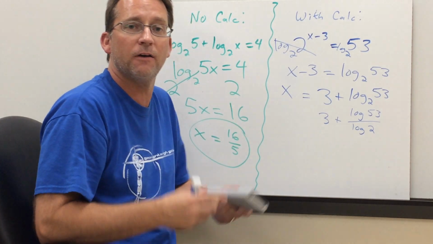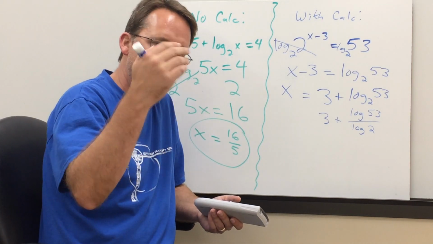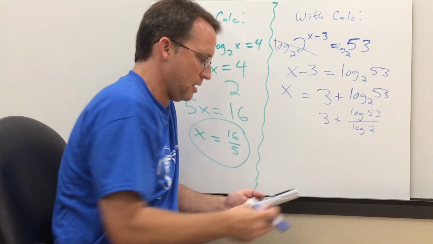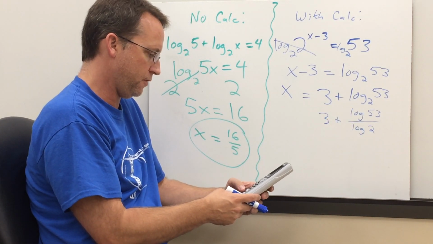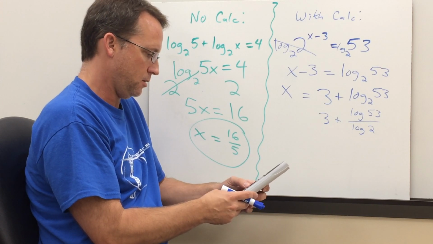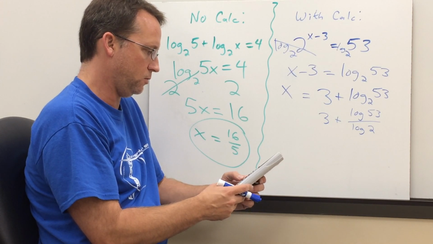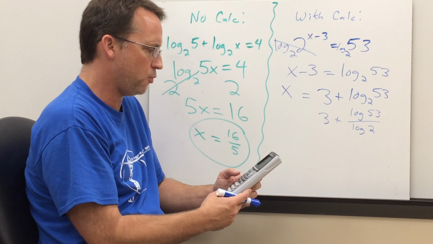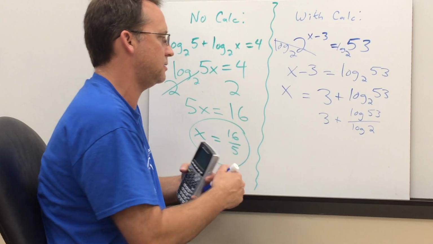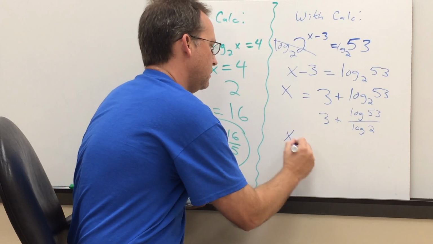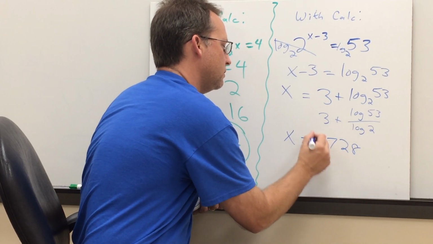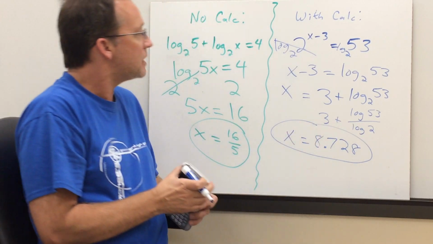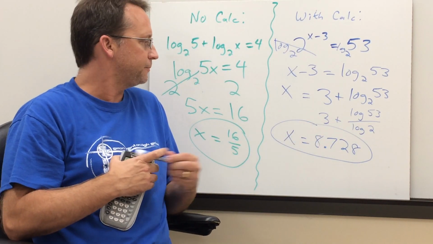If you've got a newer calculator, in that math menu you can do a log base, and that'll speed things up for you. We got 3 plus, I'm going to do log 53 over log 2, 8.728 if I round that up. And that would be my answer.